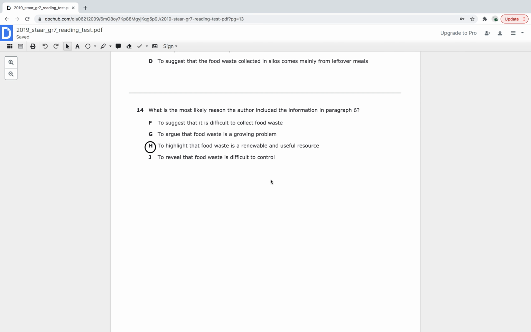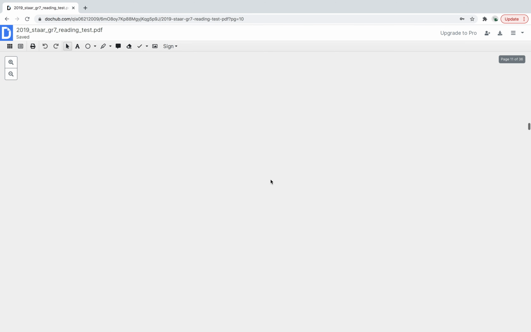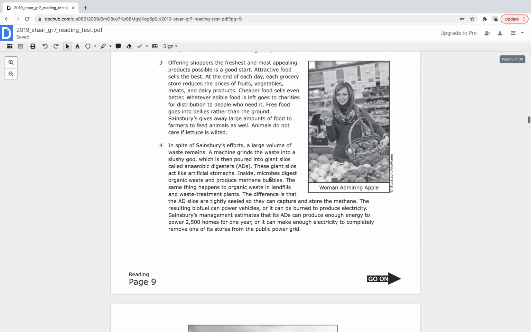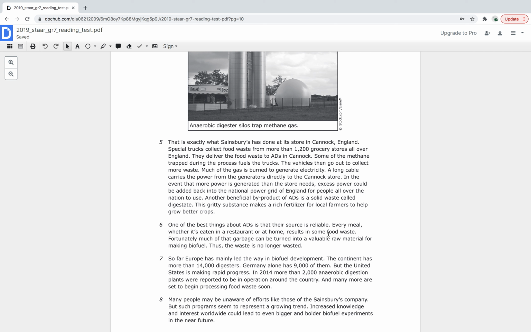What is most likely the reason why the author includes the information in paragraph 6? So let's go back to paragraph 6. One of the best things about ADs is that their source is reliable. Every meal, whether it's been eaten at home or a restaurant, results in some food waste. Okay, so first these two sentences talk about how it's a renewable energy source because there's always food waste for you to use. And then the next part, let's read.